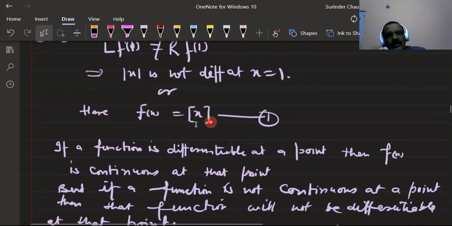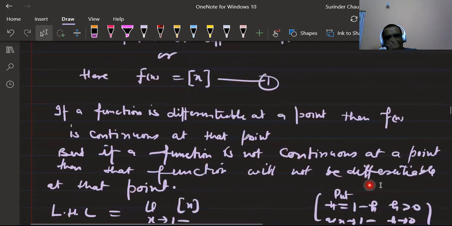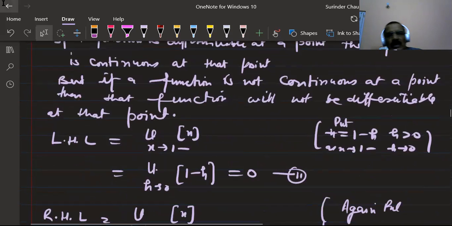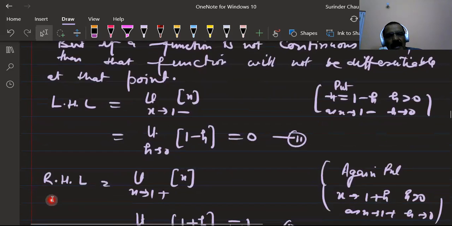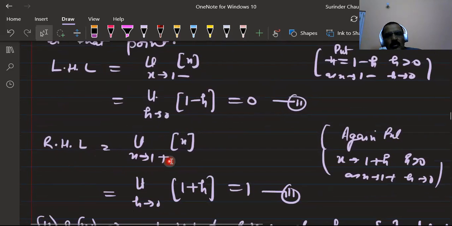Here f(x) is equal to the greatest integer less than or equal to x. If a function is differentiable at a point, then f(x) is continuous at that point. But if a function is not continuous at a point, then the function will not be differentiable at that point. So the same problem can be discussed this way. Left hand limit at x equal to 1 is 0. Right hand limit as x tends to 1 from positive is equal to 1. Left hand limit is equal to 0.